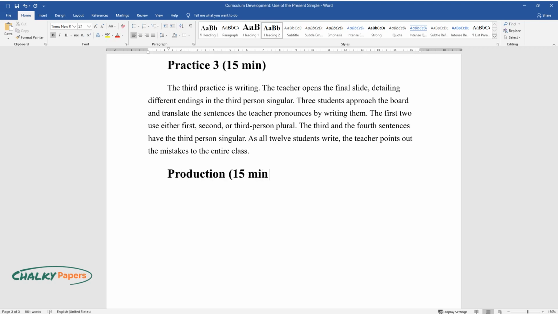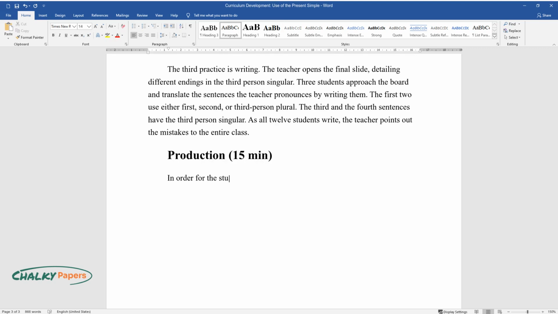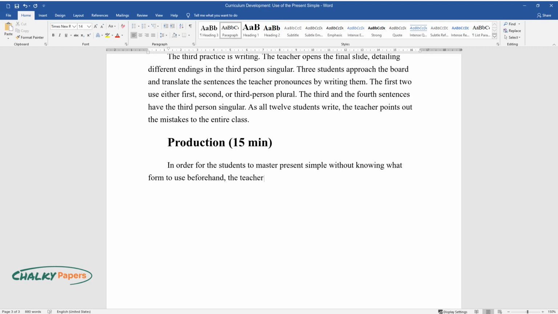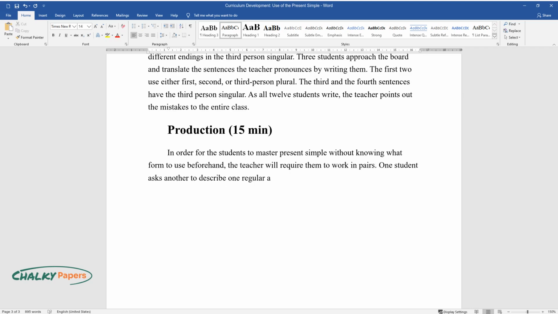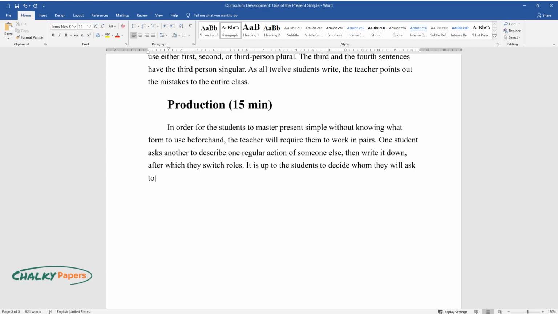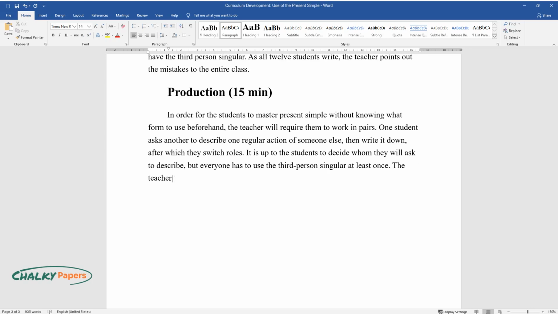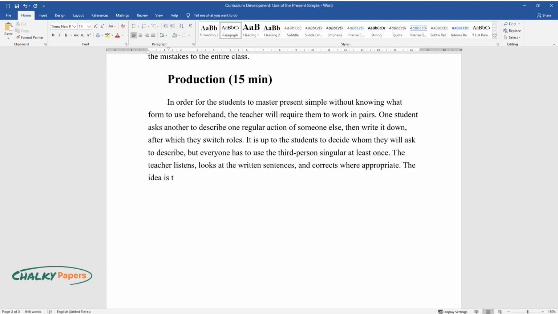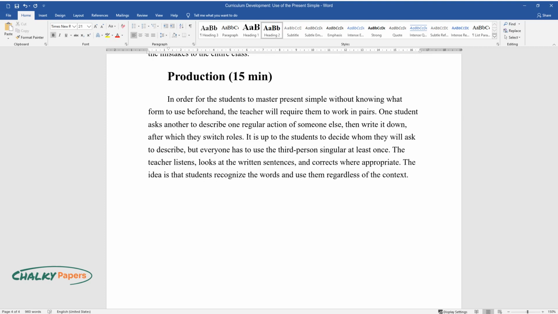Production, 15 minutes. In order for the students to master present simple without knowing what form to use beforehand, the teacher will require them to work in pairs. One student asks another to describe one regular action of someone else, then write it down, after which they switch roles. It is up to the students to decide whom they will ask to describe, but everyone has to use the third person singular at least once. The teacher listens, looks at the written sentences, and corrects where appropriate. The idea is that students recognize the words and use them regardless of the context.